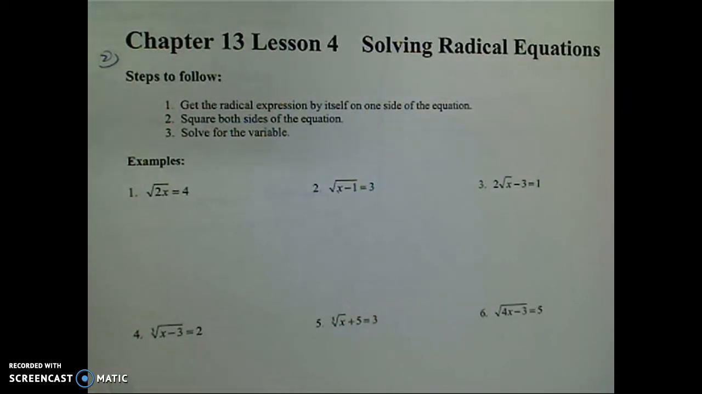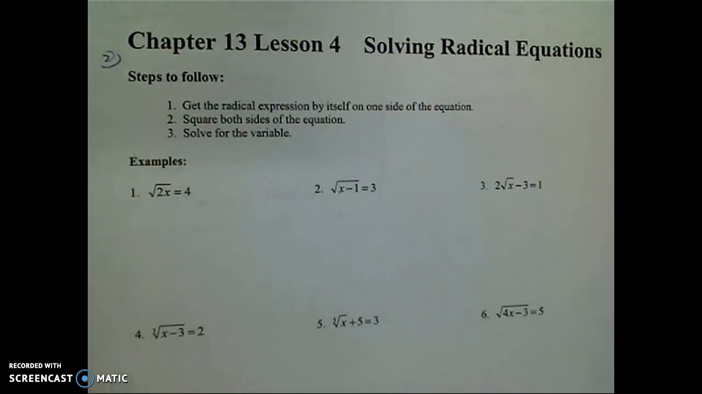Recall that squaring and taking the square root are inverse operations. They undo each other. So when we square a square root, we're left with just the radicand. Once we've removed the square root sign, the radical, now we can go ahead and solve for the variable.